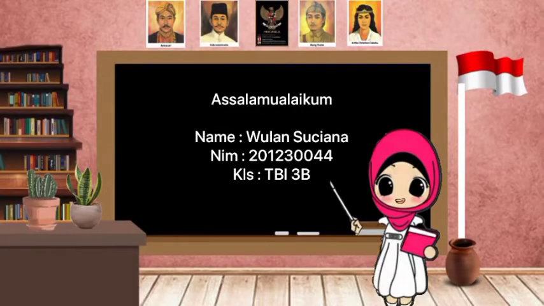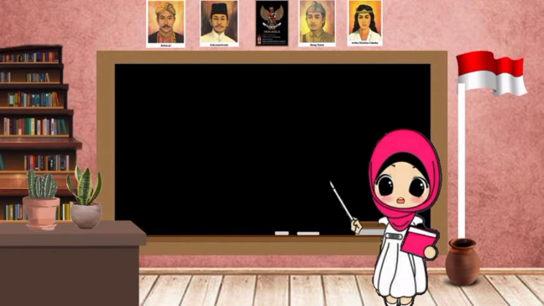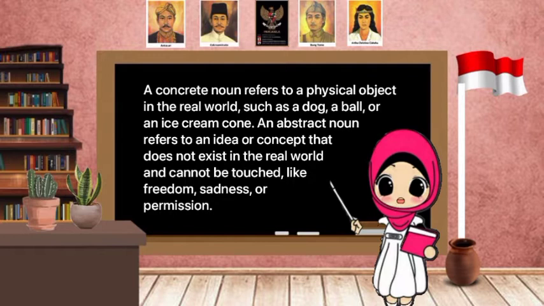Okay, I want to explain about concrete and abstract nouns, common nouns, and proper nouns. Concrete and abstract nouns. A concrete noun refers to a physical object in the real world, such as a dog, a ball, or an ice cream cone. And an abstract noun refers to an idea or concept that does not exist in the real world and cannot be touched, like freedom, sadness, or permission.